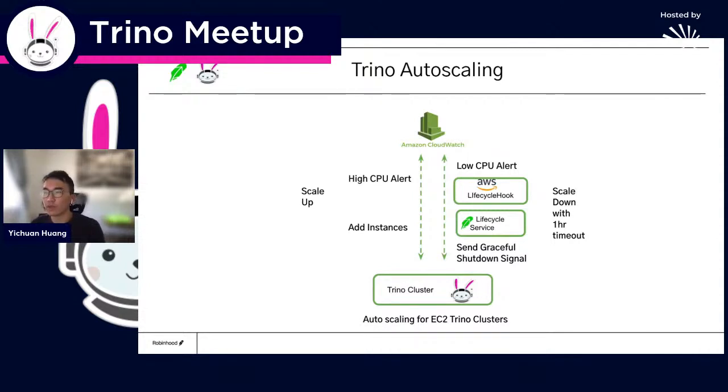We also configured a lifecycle hook in the ASG, so that the ASG will trigger a downscaling event, and we have our own lifecycle service to capture that event and send the graceful shutdown signal to the Trino workers. And then the Trino workers will start gracefully shutting themselves down within this 1 hour timeout.